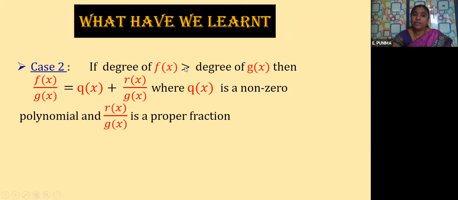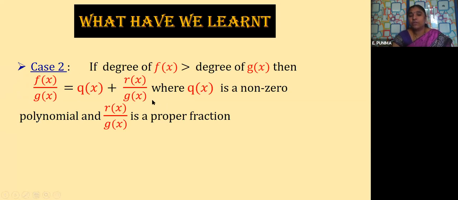And what is our case 2? If the degree of f of x is greater than the degree of g of x, then in this case, the quotient will be a polynomial. It may be linear or quadratic or whatever it is. But here, other than a constant, you get a polynomial. F of x by g of x is equal to q of x plus r of x by g of x.